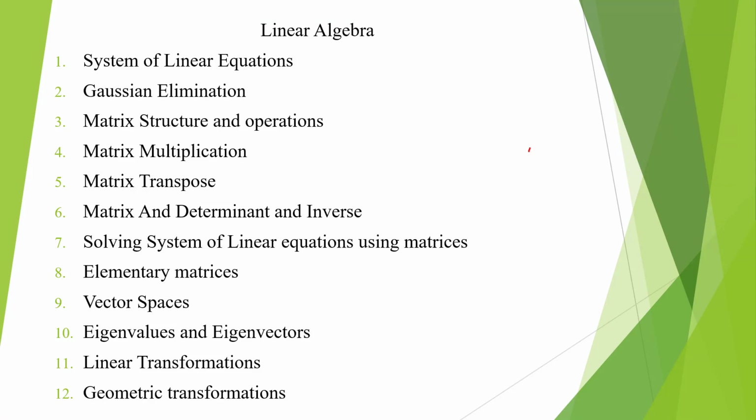So this term, the first term, we should study 12 points. We talk about the system of linear equations, Gaussian elimination, matrix structure and operations. We talk about matrix multiplication. We talk about matrix transpose, matrix determinant and inverse matrix. And solving a system of linear equations using matrices, elementary matrix, vector space, eigenvalue and eigenvector, linear transformation and geometric transformation. These are the points which we study in term 1.